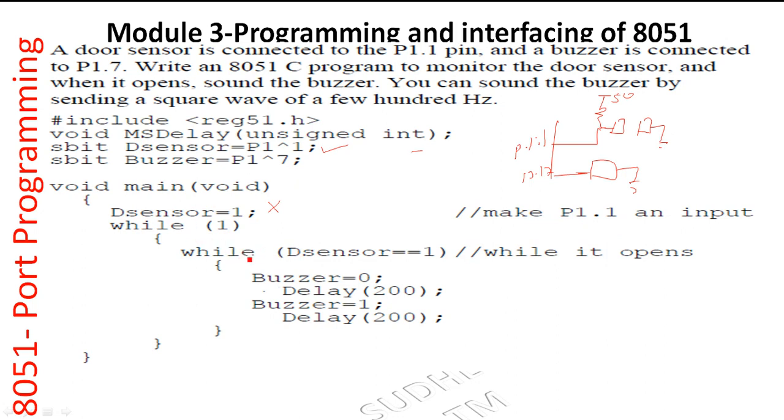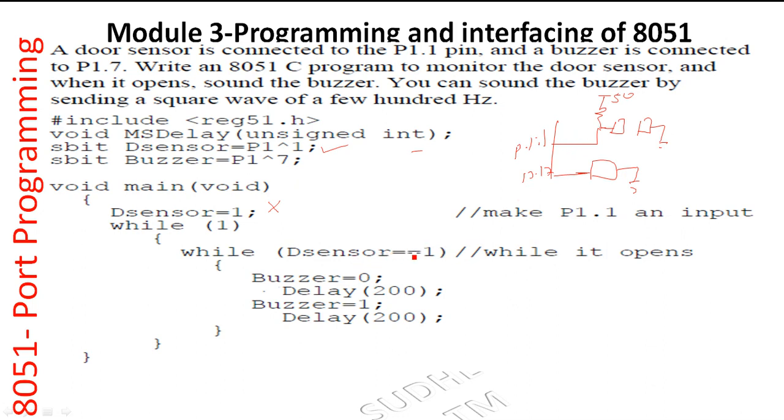Then inside the while loop, while D sensor is equal to 1, that is, while somebody opens the door, the ground will be disconnected, so it becomes 1. While D sensor is equal to 1 means the microcontroller reads logic 1, and as long as it is logic 1, that is what this while condition checks.